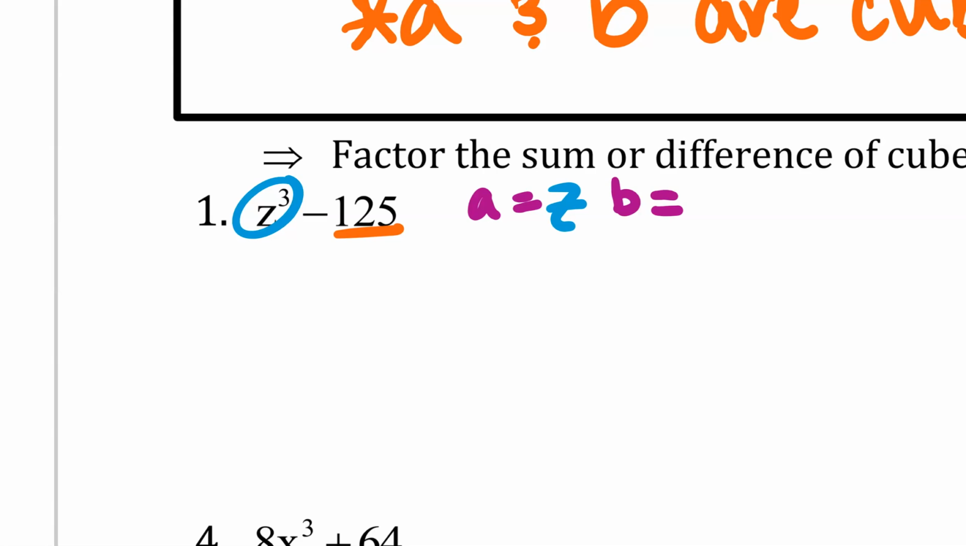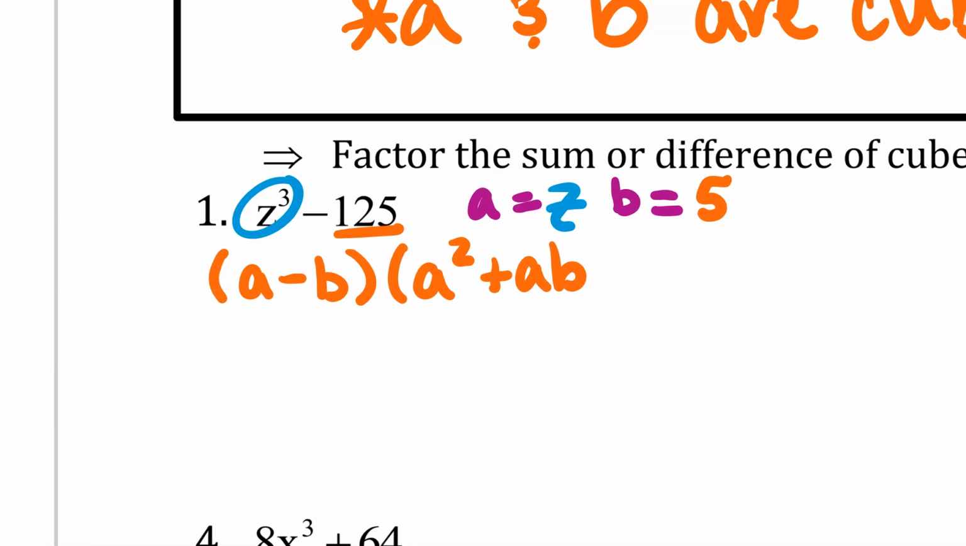125 is also a perfect cube, right? It is 5 cubed, so your B would be 5. Now this is a difference, so for this one I'm going to write down my little formula and plug it in and show you how it works, but after a while we'll become pros and we don't even need to write it down. So a minus b times a squared plus ab plus b squared.